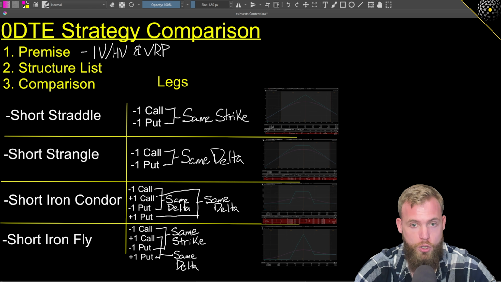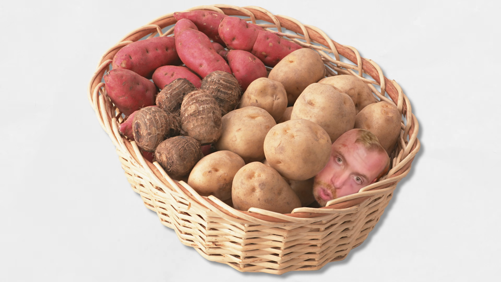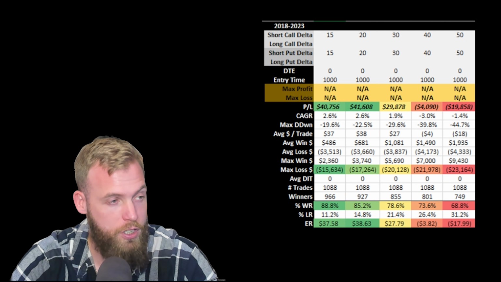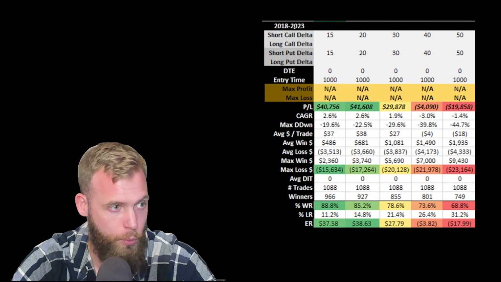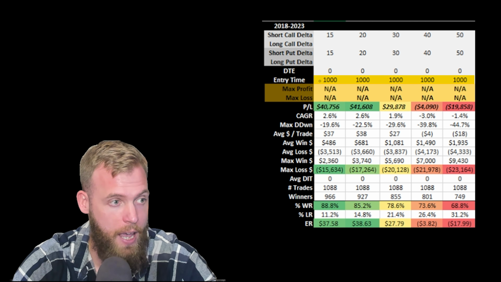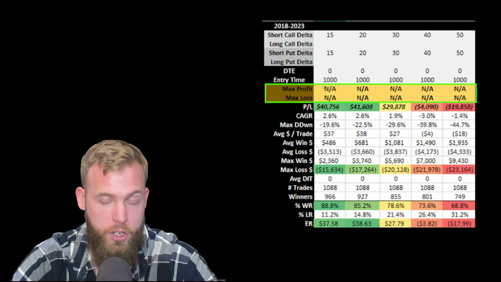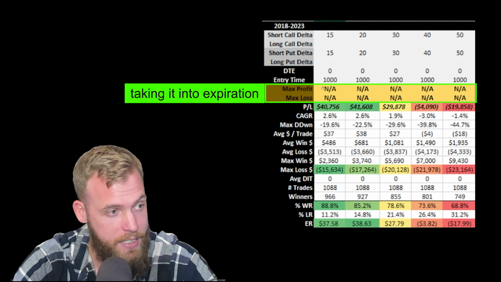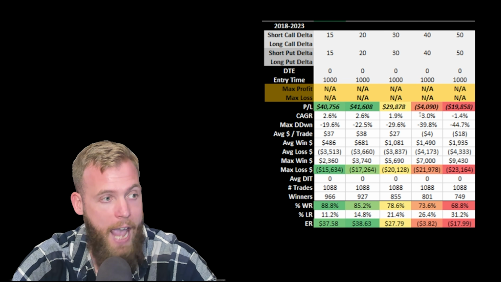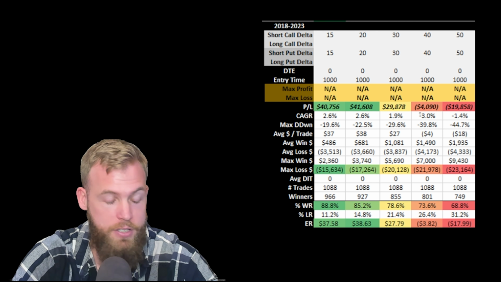So these are the structures, the specific legs that I want to cover. Now, let's get into the meat and potatoes, which are the results. This first looks at 2018 to 2023, and we're looking at 0 DTE positions that we enter at 10 a.m., and we are not applying any profit management or loss management. This means that we're just taking it into expiration. This is all in SPX, so these are cash settled European style options.